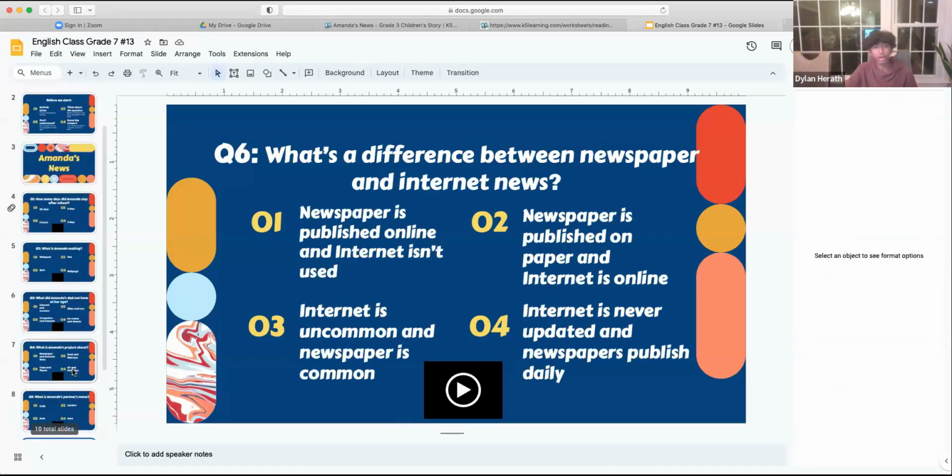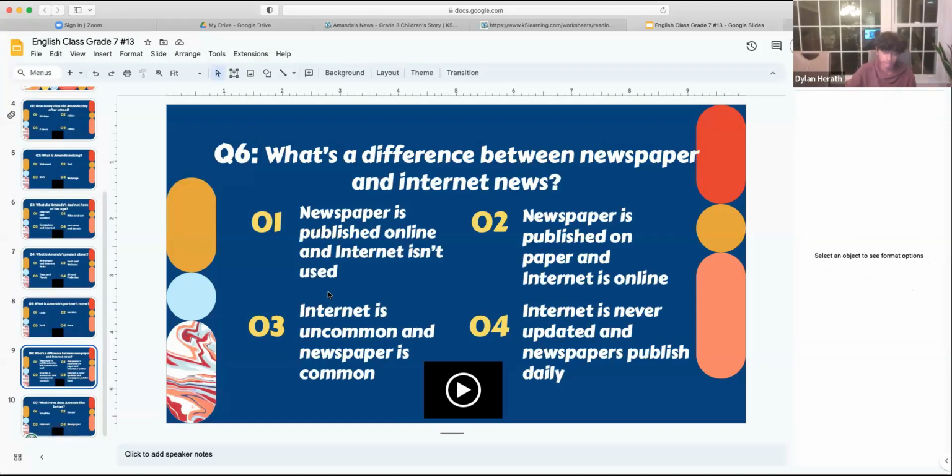Okay, this is our most challenging question for today. Question 6. What's a difference between newspaper and internet news? And it has to be correct. So these are all differences here, but it has to be the correct one. So you have to think about this very thoroughly.